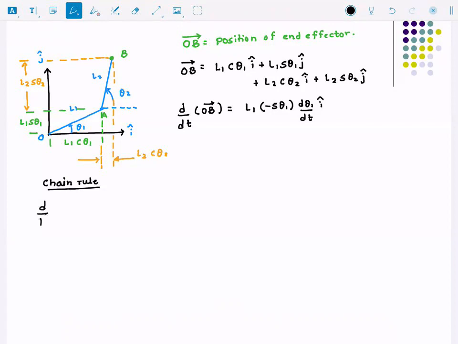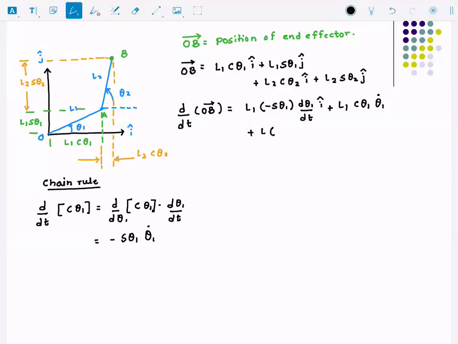So when I'm taking d by dt of cosine theta 1, this is d by d theta 1 of cosine theta 1 multiplied by d theta 1 by dt. And this expression is minus sine theta 1 and theta 1 dot. Once you do the derivative, this is what you get. Then next, you have L1 cosine theta 1, derivative of theta 1, which is going to be theta 1 dot, plus you are going to have L2, same thing, cosine theta 2 becomes minus sine theta 2.